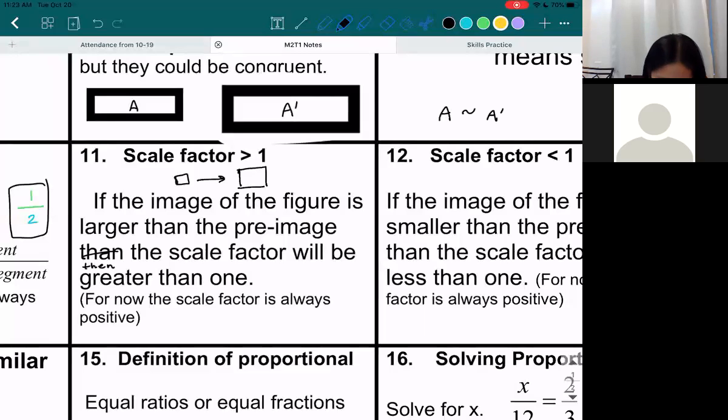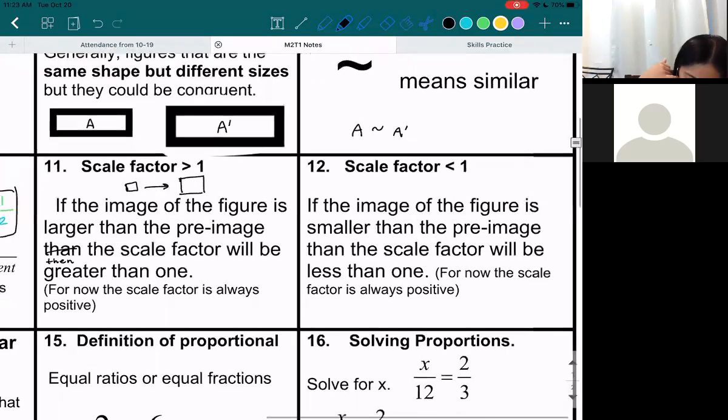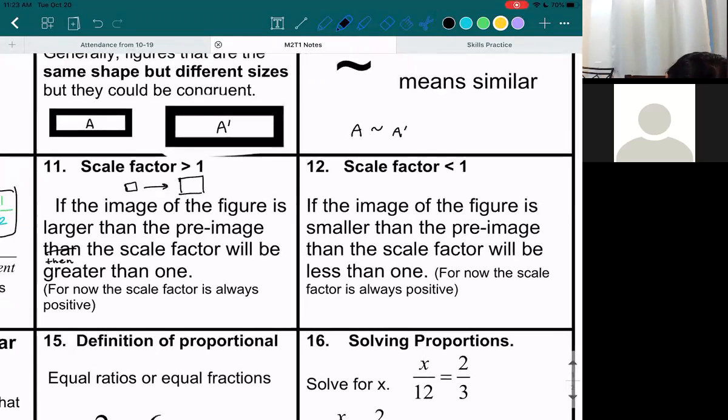On the other hand, we can have a scale factor that's less than 1. This is if the image of the figure is smaller than the pre-image, then the scale factor will be less than 1. So if you start off with a huge image and then you have a scale factor that's less than 1, then it becomes a tiny figure.